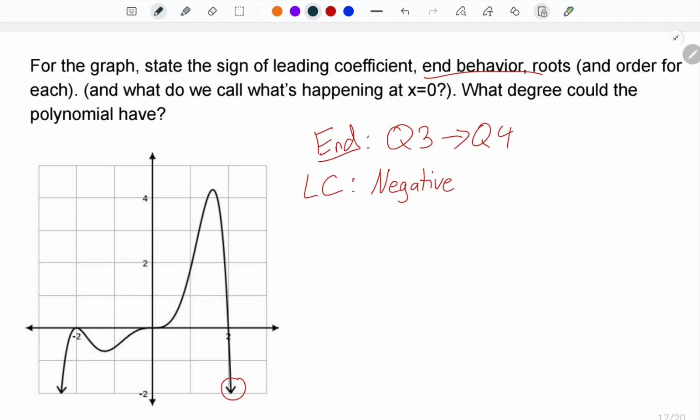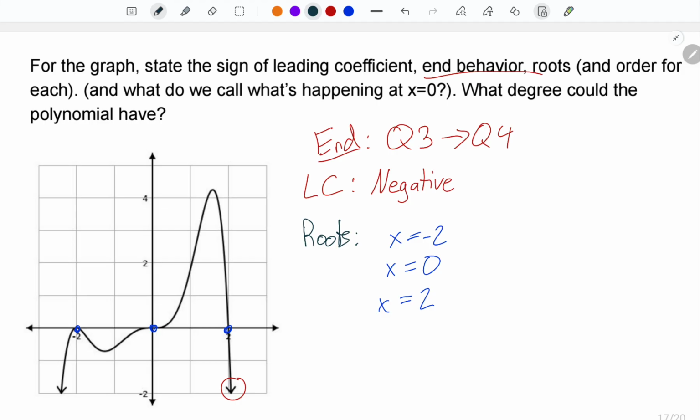Okay, continuing onwards, the roots and the order of each. So the roots, you have x equal to negative 2. You have x equal to 0. We'll get to the orders afterwards. And you have x equal to 2.